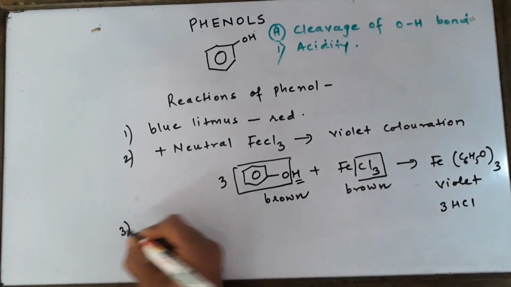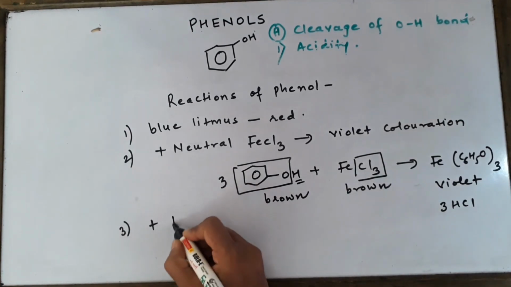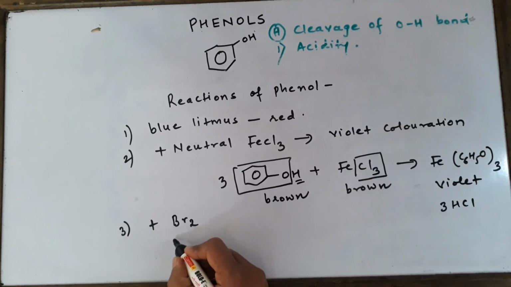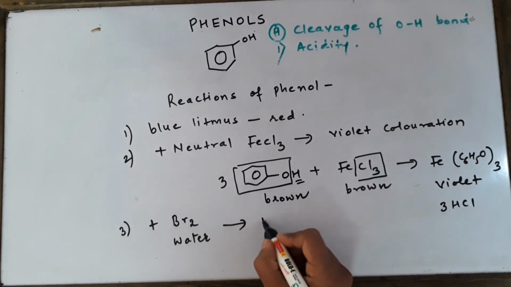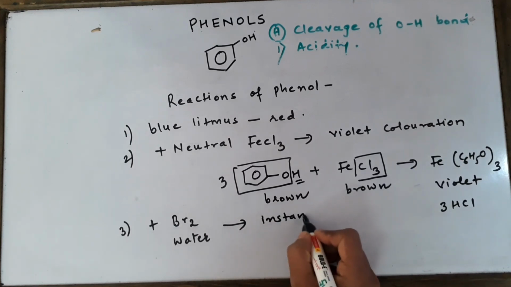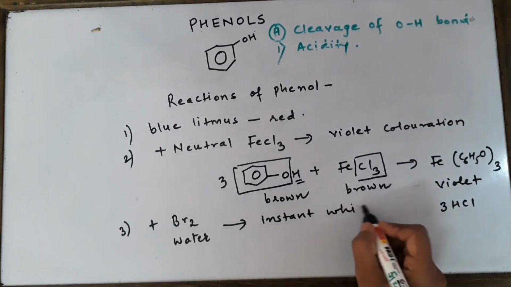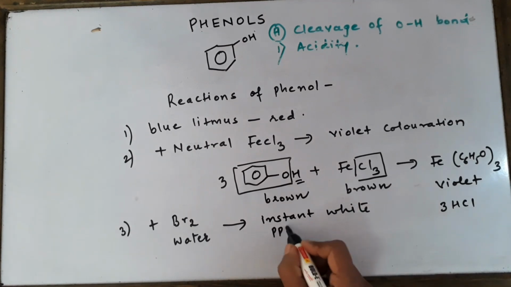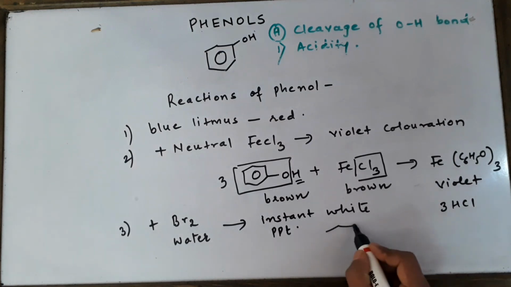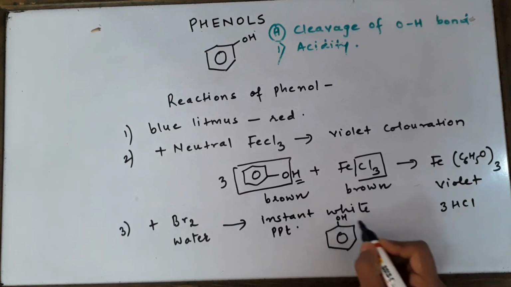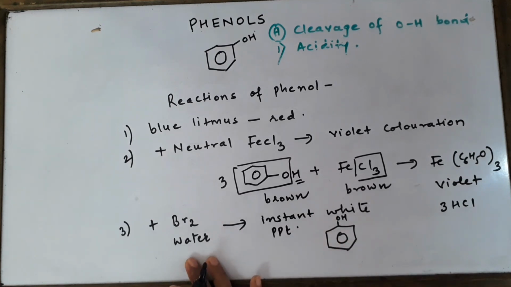Alright, the third test which we can use for phenol is adding bromine water to phenol. The moment bromine water is added, we will get an instant reaction. An instant white precipitate is obtained, which indicates that phenol is present. The formation of the white precipitate is due to an electrophilic substitution reaction. Everyone knows, every child knows this fact.